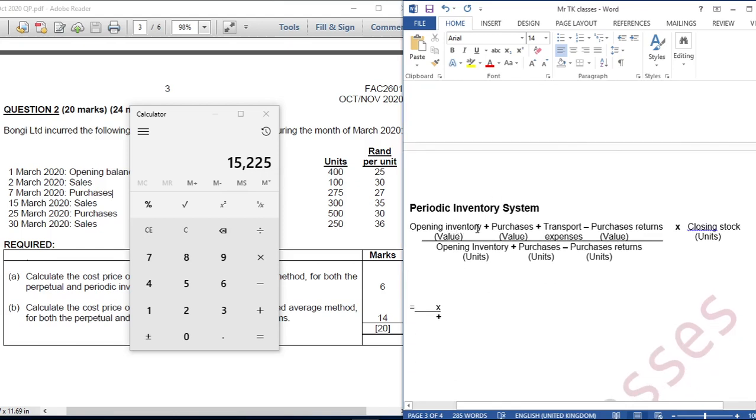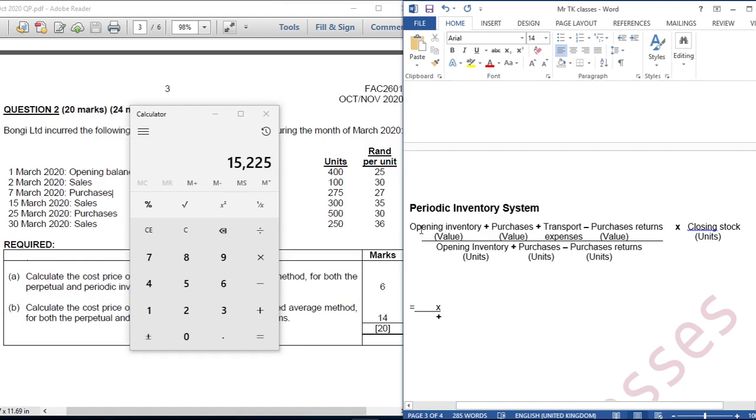We say opening inventory plus purchases plus transport expenses minus purchases returns, right? Divided by opening inventory plus purchases returns. So our numerator will be values and our denominator will be units. Then we multiply by our closing stock units. Right, so I just need to briefly explain this formula.